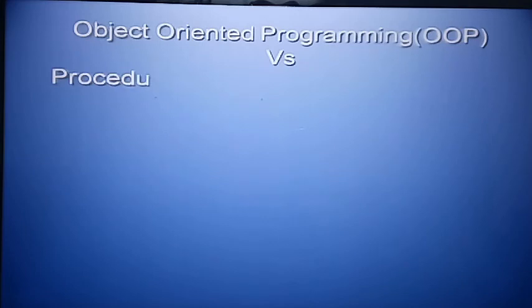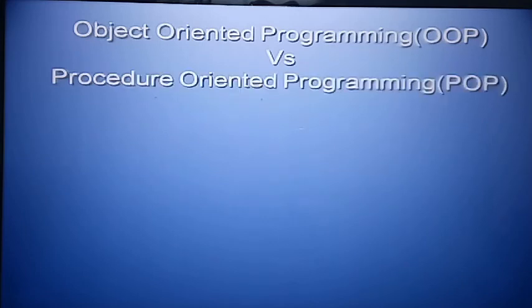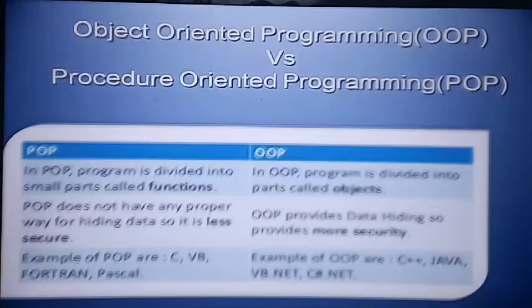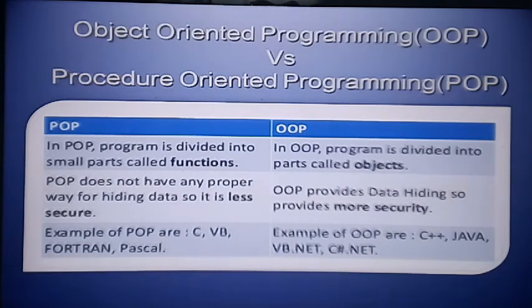Object oriented programming versus procedure oriented programming. We can use the short forms OOPS and POP. So what is the difference? Number one difference: in POP, the program is divided into small parts called functions. So every program is divided into small parts as functions. In OOPS, the program is divided into parts called objects. So here the program is divided in the form of objects.